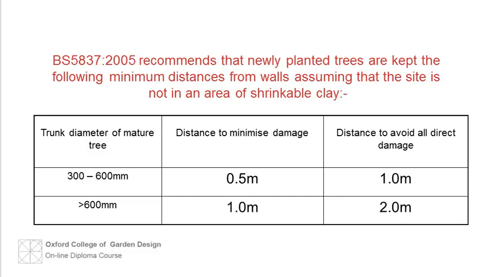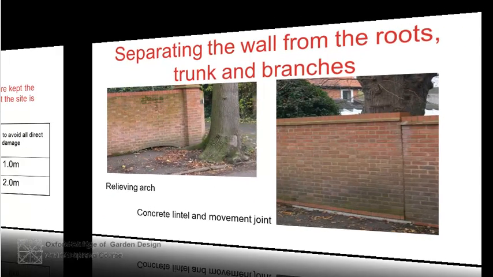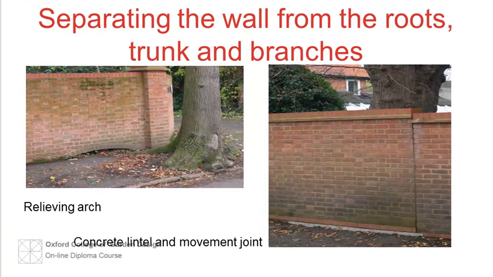The recommendations depend partly on the size of the trunk you expect the tree to grow to, measured at 1.5 meters above the ground. To avoid all direct damage, a large tree should never be closer than 2 meters from a wall. If it is essential to build a wall close to an existing tree, then space for the roots and branches to grow and move must be allowed. This may necessitate building arches over existing roots or putting in concrete lintels.